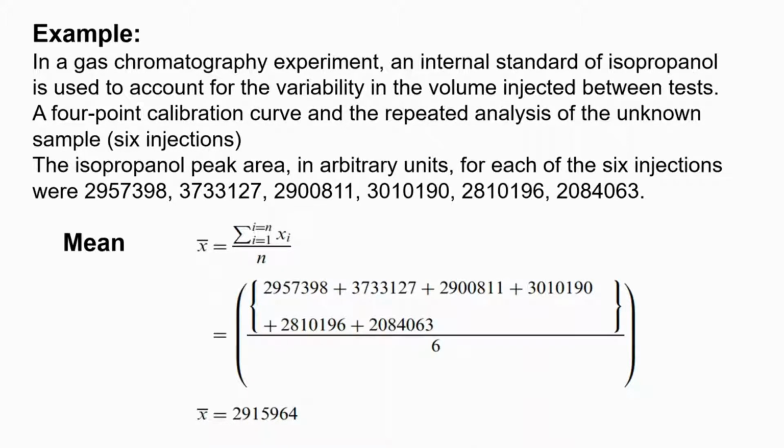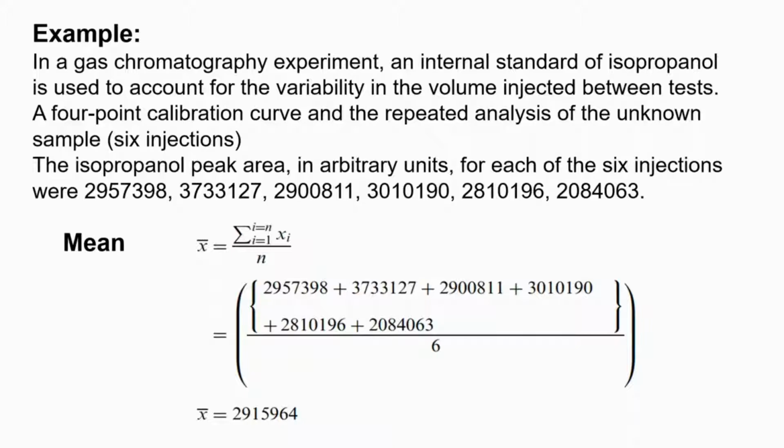After 6 injections we got some peak areas in arbitrary units. These are the values listed here for 6 different measurements. So the first concept is the mean. How can I calculate the mean of these measurements? Here you can see that first of all, I have summed up all of these measurements.